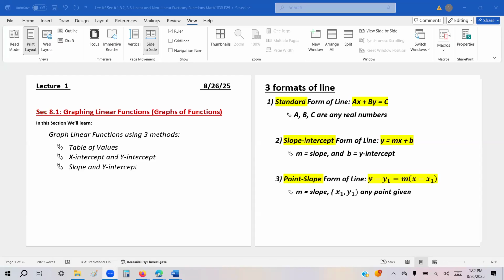The second format is called slope-intercept form. It's called slope-intercept because we get the slope of the line and also the y-intercept. We write this format as y equals mx plus b. m is the slope, b is the y-intercept. The third format is point-slope form. It's called point-slope because we have a point on the line and also the slope. The point is (x1, y1), and the slope is m. So we write y minus y1 equals m times (x minus x1).